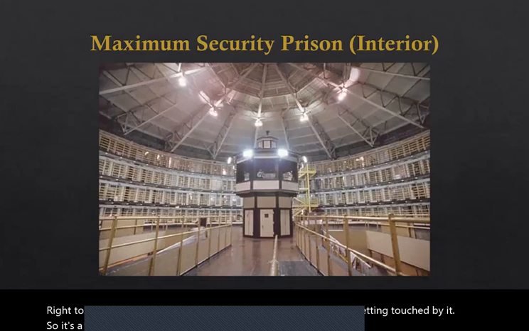Here's a maximum security prison interior. This one actually just has bars. A lot of them have regular doors, but with a giant window. The idea is you don't get any privacy, right? These cells are usually 10 by 10, so 100 square feet. They house at least two prisoners, if not more, due to overcrowding. There is a toilet and two metal beds in a 10 by 10 cell. So the idea of privacy, of using the bathroom, anything like that, just goes out the window.